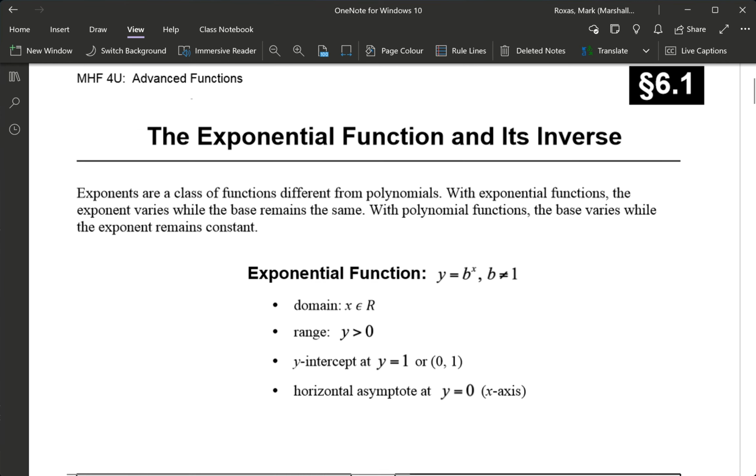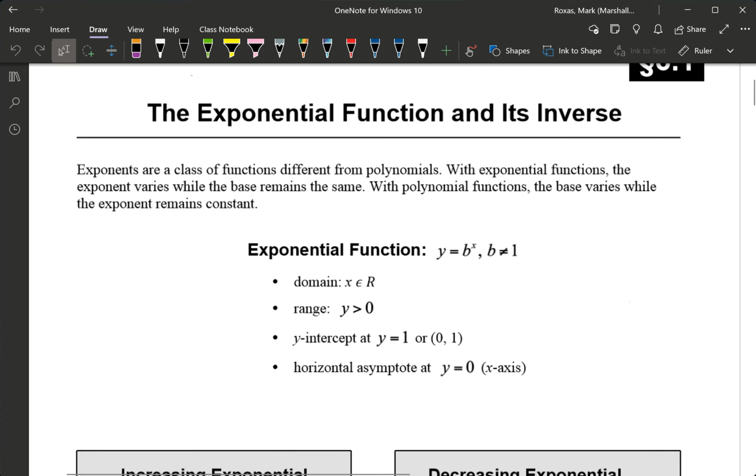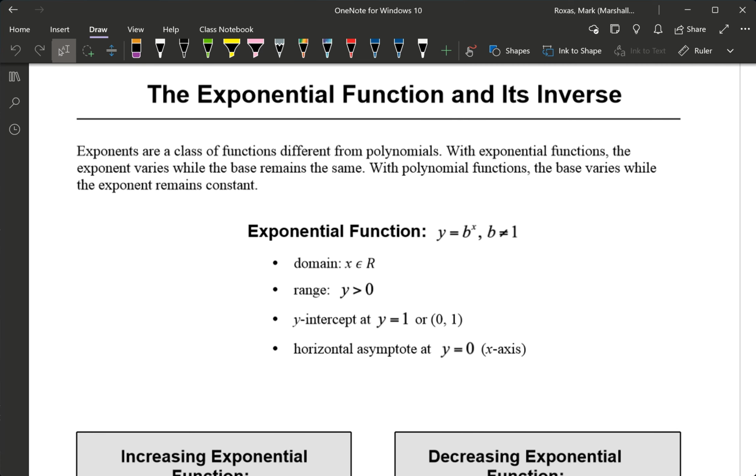6.1, the exponential function and its inverse. Exponents are a class of functions different from polynomials. With exponential functions, the exponent varies while the base remains the same. With polynomial functions, the base varies while the exponent remains constant. So we're going to be looking at exponential functions: y equals b to the x.